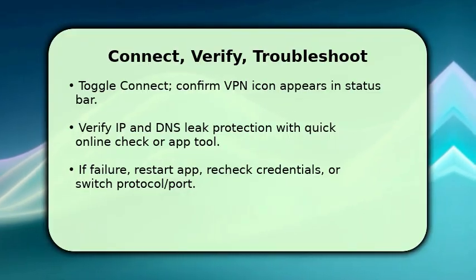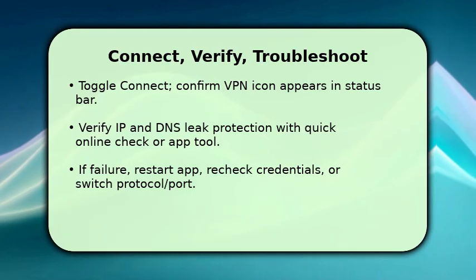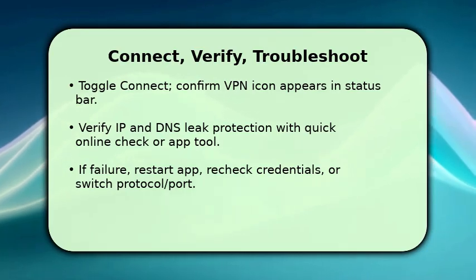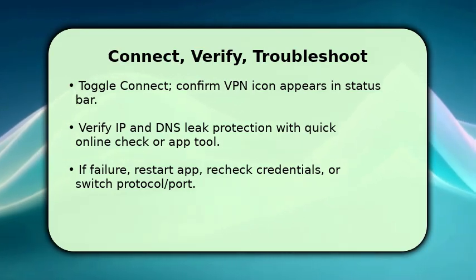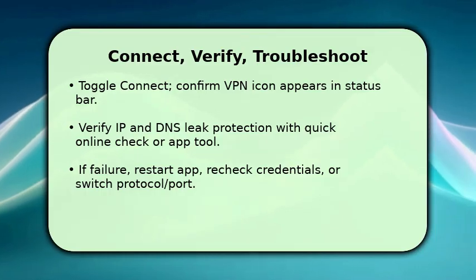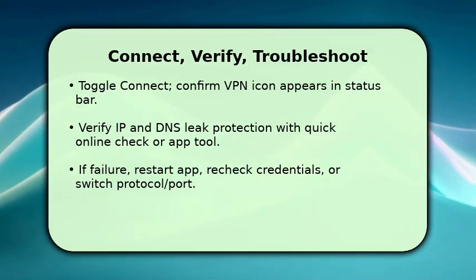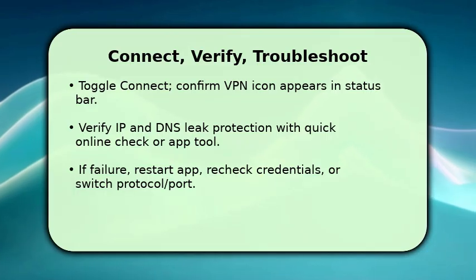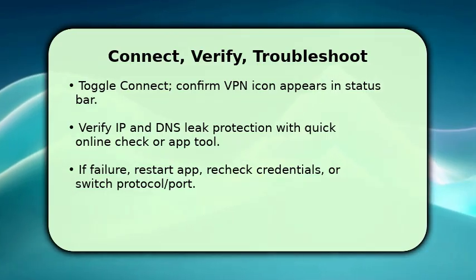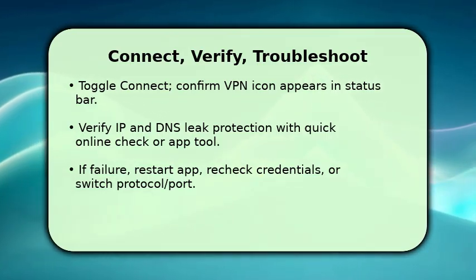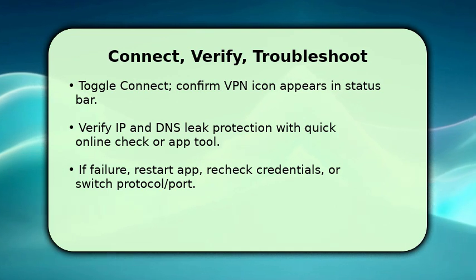If the connection fails, restart the app or iPhone, re-enter credentials, and try a different protocol or port. Make sure background app refresh and permissions are enabled. One key troubleshooting tip: if DNS leaks persist, set custom DNS in the VPN profile or use the provider's recommended DNS to fix it.